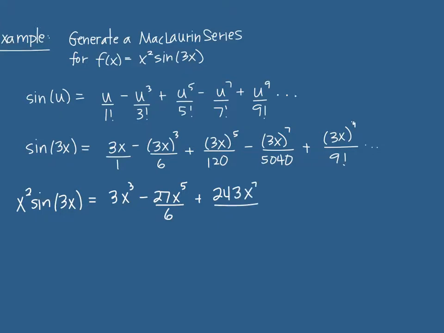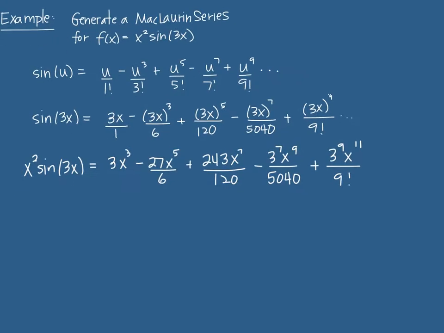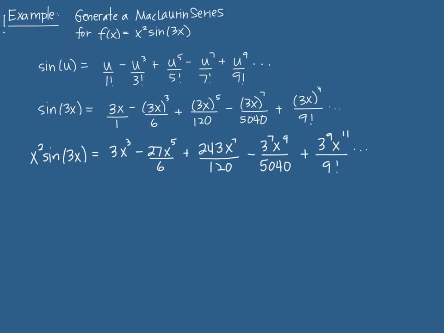243x to the 7th over 120. 9 factorial is 362,000. Okay, thanks. Great. So 3 to the 7th, x to the 9th. I don't know what that is. Plus 3 to the 9th, x to the 11th over whatever that is. Dot, dot, dot. Okay, there is my build.